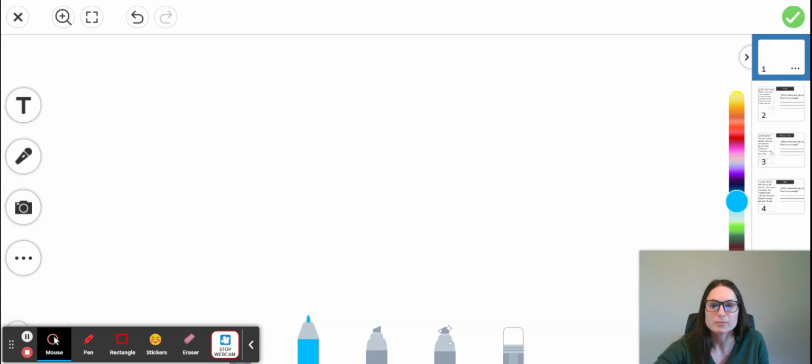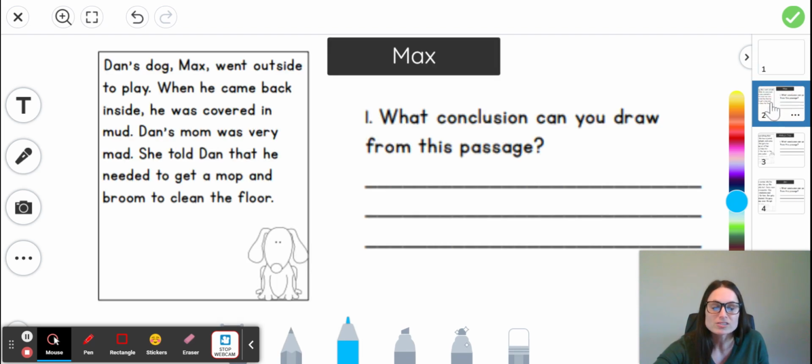Today, we are going to practice drawing conclusions. When you draw conclusions, you use clues from the story and your schema, so what you already know, to help you understand the story. Let's look at a story.